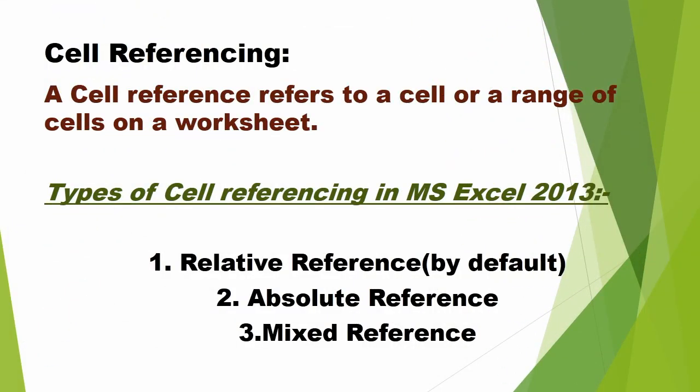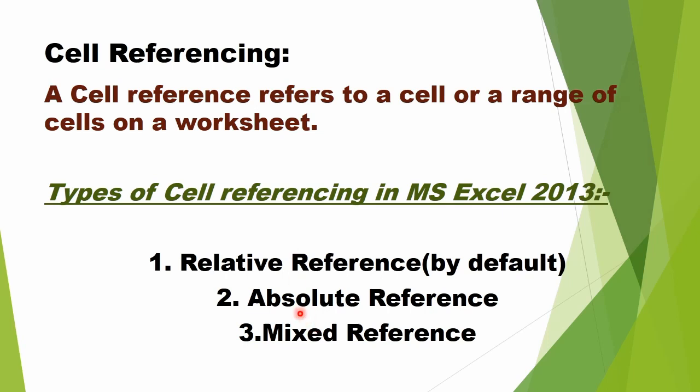Now our topic is cell referencing. First of all, understand what is cell referencing. Cell reference refers to a cell or a range of cells on a worksheet. Any cell or any range of a particular cell is called cell reference. In MS Excel, we have three cell references: relative cell reference, absolute cell reference and mixed cell reference. By default, relative cell reference is being used.